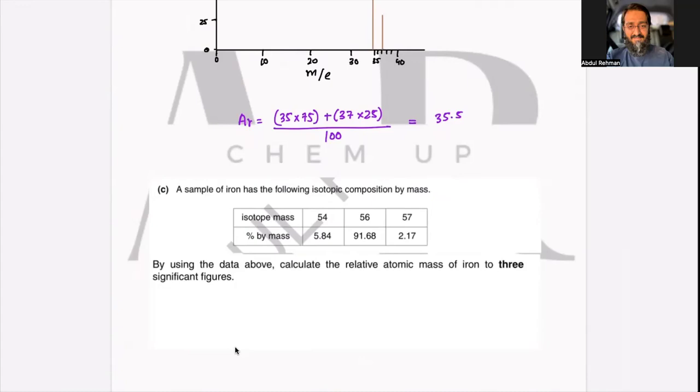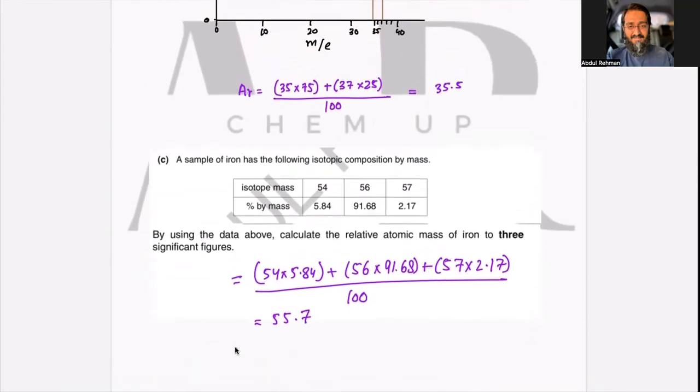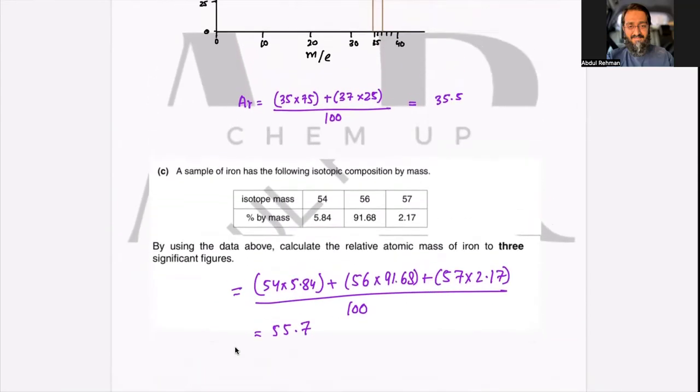Okay. Now, next, a trickier question. So this question is really easy. To calculate the AR, you need 54 times 5.84, plus 56 times 91.68, plus 57 times 2.17, and then just divide by 100, and what you guys are getting is 55.7. Yeah, but we divide by 100. That's fine.